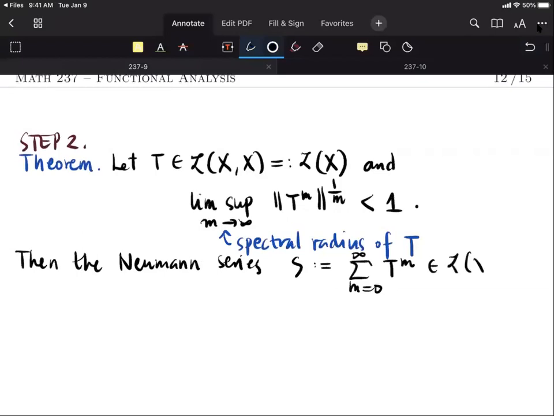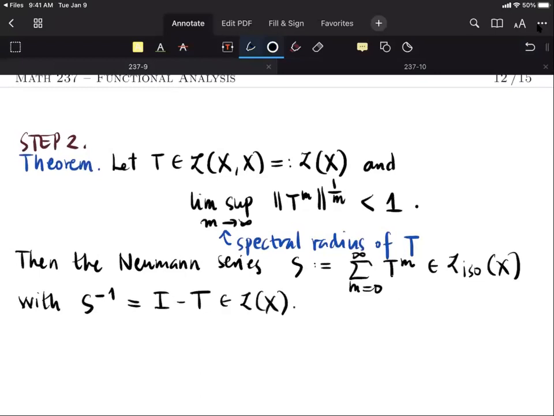Then this Neumann series, or geometric series if you like, is also bounded. And it is an isomorphism with inverse equal to the identity operator in X minus T. And obviously this is also bounded, of course, since the identity operator is bounded and T is bounded by assumption.